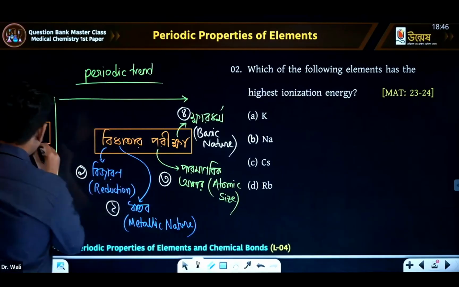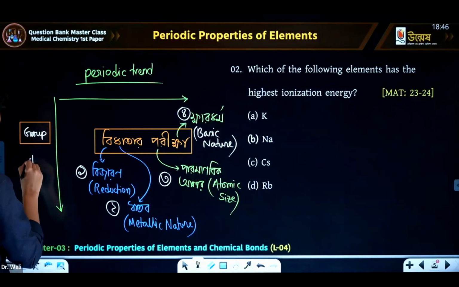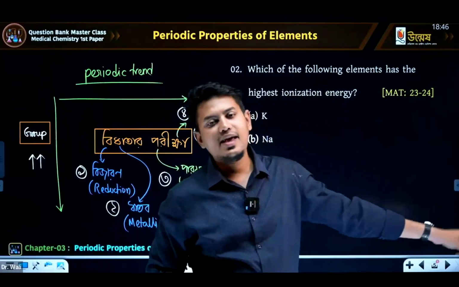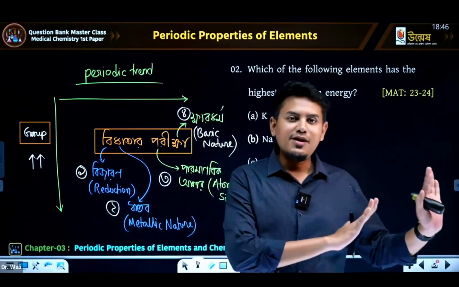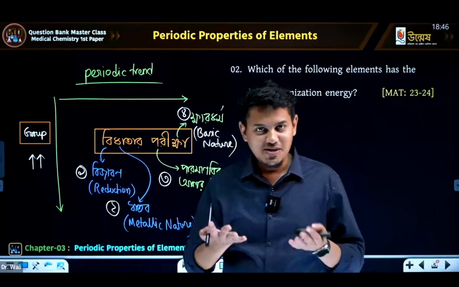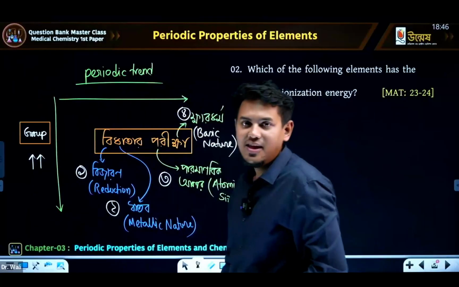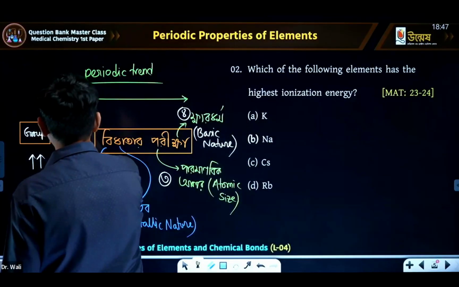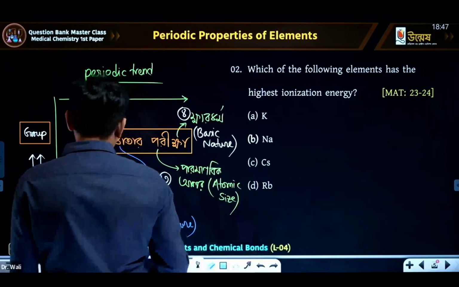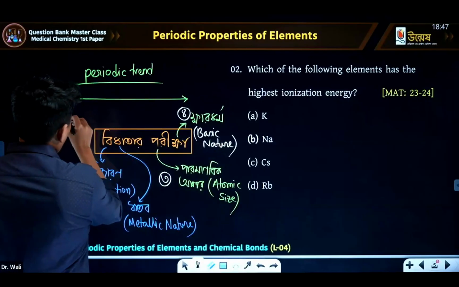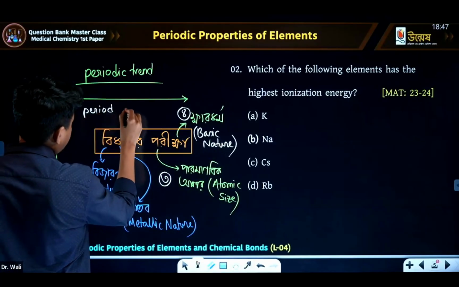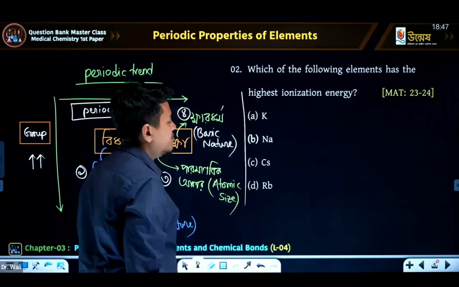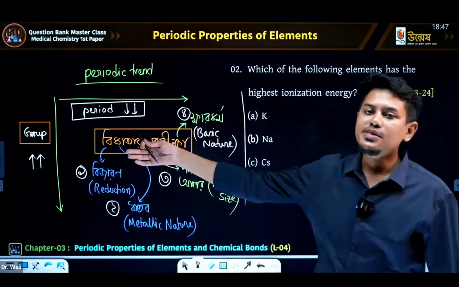In a group, it will increase. And we usually associate bad with the left side and good with the right side. So if you go from left to right, that means if you become good from bad, then the test will decrease. So in a group, from top to bottom, the test will increase, but from left to right, the test will decrease. So reducing property, metallic nature, atomic size, and basic nature will all decrease in a period. The rest of the periodic properties, not mentioned here, will change in the opposite way to these 4.